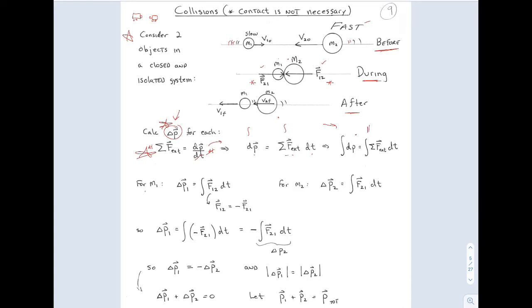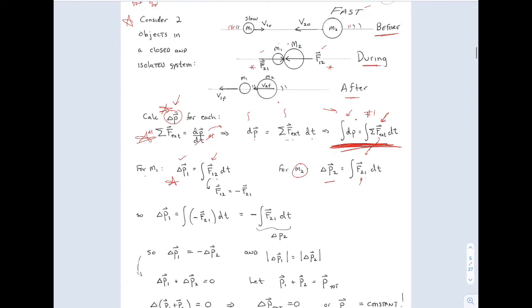So if I do this for object number 1, I integrate that, and I get delta P1. The net force on number 1 is this one, the force on 1 due to number 2. So that's the change of momentum of number 1. If I do this integral for number 2, integrate dp, I get delta p, and the external force on number 2 is that, the force on 2 due to number 1. So I have the change of momentum for 1 and the change of momentum for object number 2. So I rewrote the change of momentum for number 1.